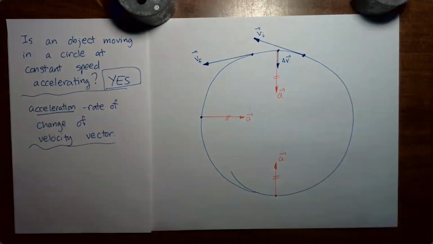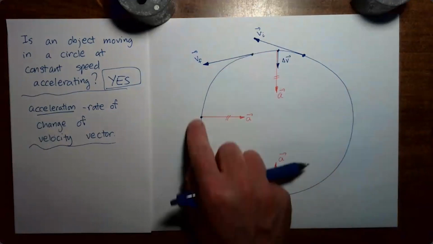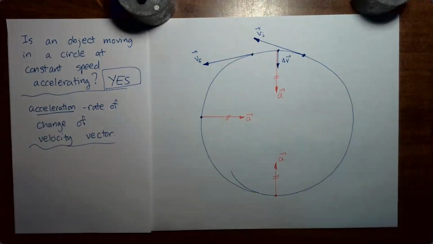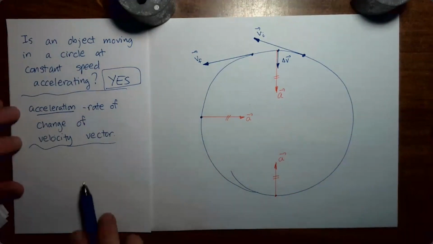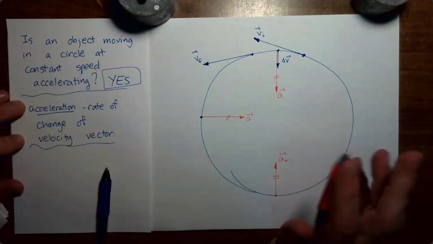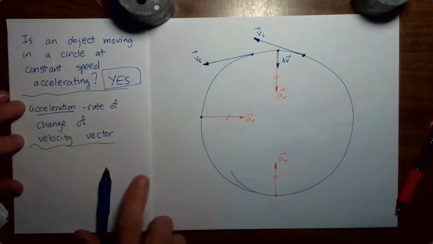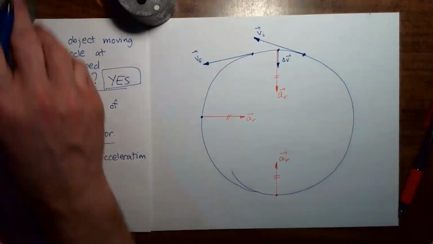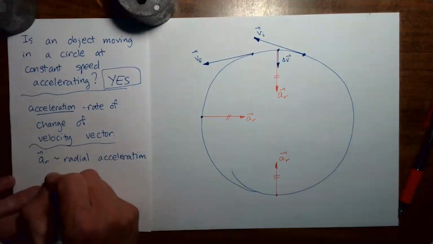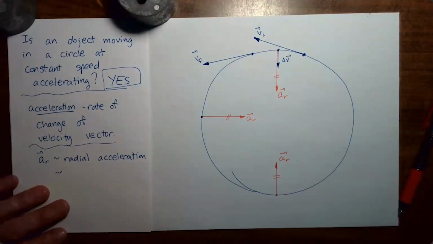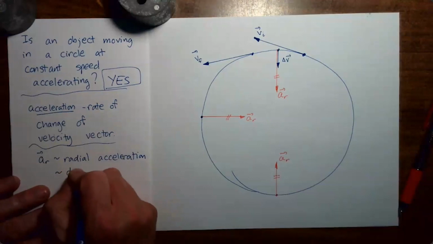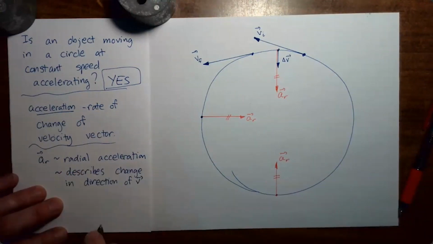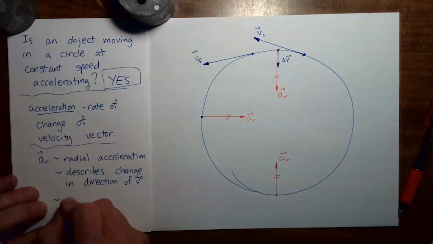The acceleration vector of an object moving in a circle at constant speed is called a radial acceleration because the acceleration will always point in along a radius towards the center of the circle. So I'm going to call these acceleration vectors a sub r for radial acceleration. So the radial acceleration describes the change in the direction of the velocity vector. And it always points to the center of the circle.